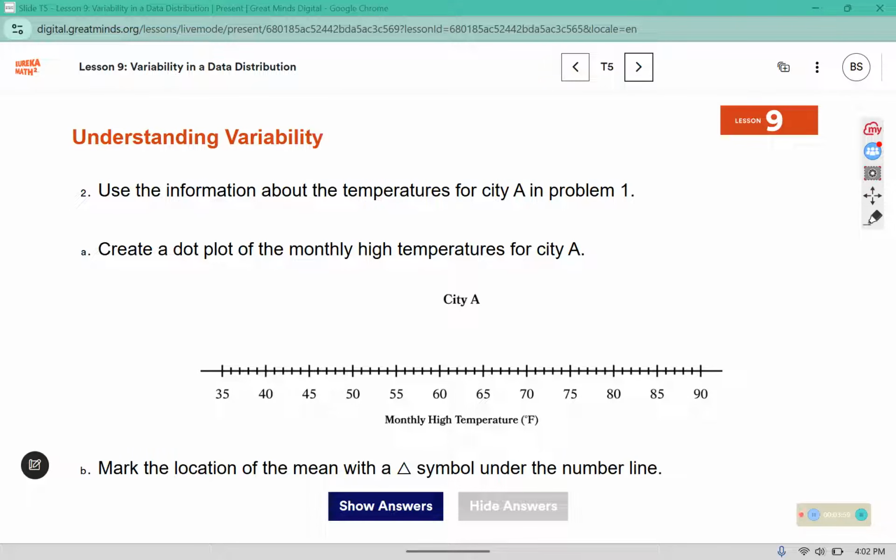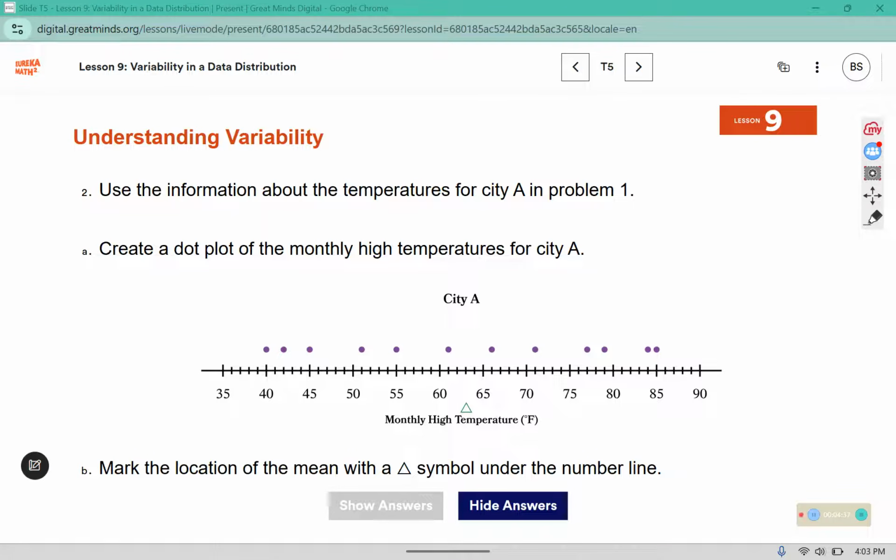Use the information about the temperatures for city A in problem 1. Create a dot plot of the monthly high temperatures for city A. So you're taking the values from city A and putting a dot for each month on the dot plot. Then you will mark the location of the mean with the triangle symbol under the number line. So since our mean was 63, under the number 63 we'll include a triangle. Please place your dots for the months and each temperature of city A. When you are finished, your dot plot should appear something like this.